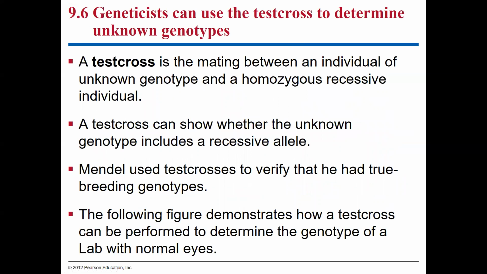So a test cross is the mating between an individual of unknown genotype and a homozygous recessive individual. Because if you do this, then you're able to show whether the unknown genotype includes a recessive allele. Mendel used test crosses to verify that he had true breeding genotypes with his pea plants.